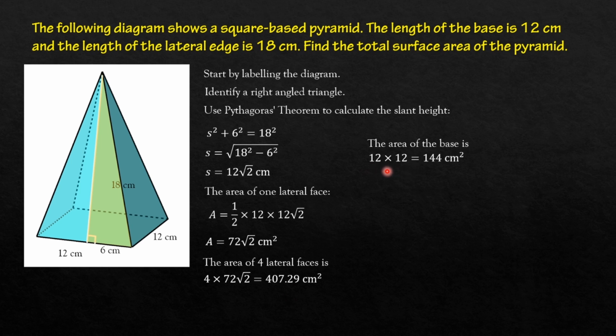The area of the base is simply 12 by 12, which is 144 square centimeters. The total surface area, therefore, is 144 plus 407.29 square centimeters, which equals 551.29 square centimeters.